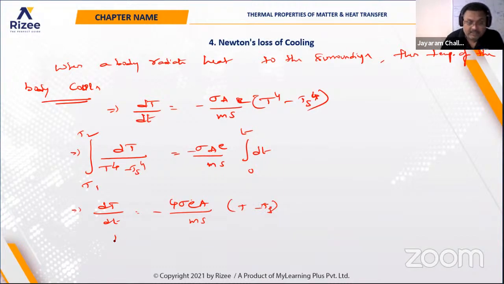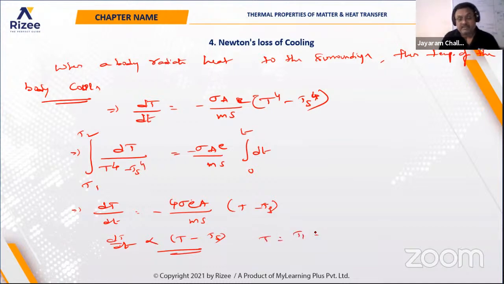So the rate of cooling dT by dt is proportional to T minus Ts, where T is nothing but an average value, that is T is equal to T1 plus T2 by 2, and this is T in a given time interval. What is the difference in the time periods? So that is a major thing.